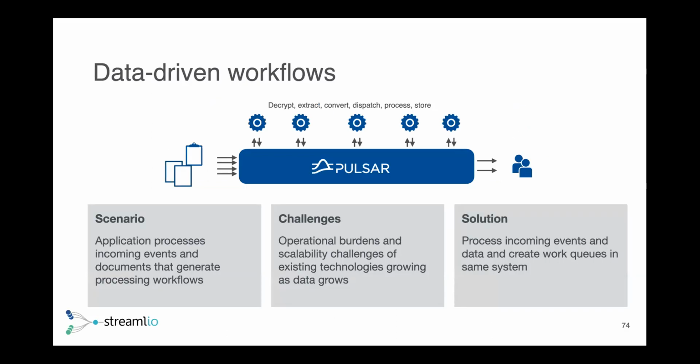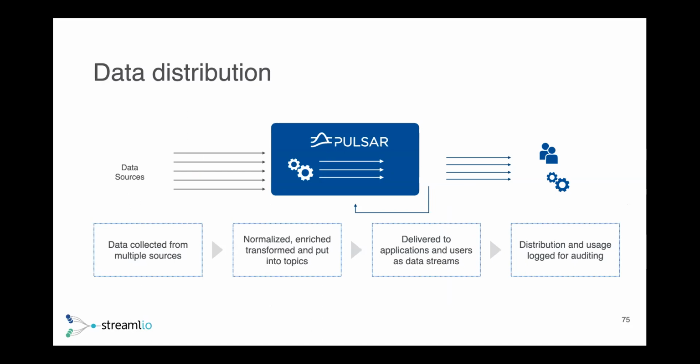Some of the basic flows of a data-driven workflow is that an application comes in, you need to do all these different processing steps along the way to get the data to a result, and each one of those little gears can be implemented as a Pulsar function. So you can have one to do the decryption, extract some different values, convert it into a normalized form, for example, dispatch it to another topic or queue, or get processed and eventually stored. So you can basically implement it with like 5 simple functions, and you can sort of interweave those all together or create a composition based on Pulsar functions for that. For data distribution, again, multiple different data sources.